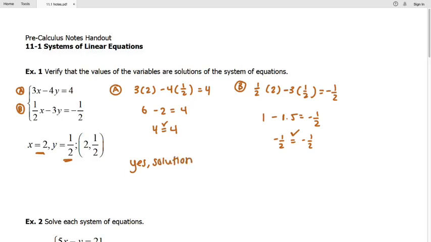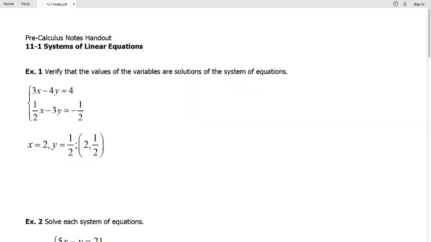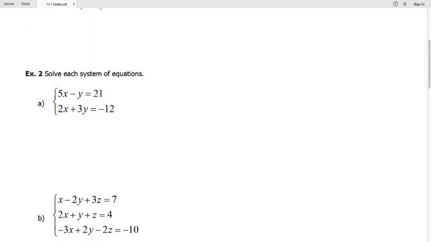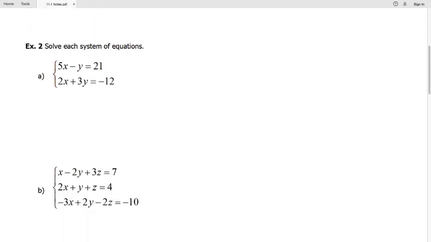Okay. Moving on, next example. This is what we did in Algebra 2. So solving each system of equations, we're going to look at a system with 2 variables, and then we'll look at the system with 3. 3 is a little bit more difficult. This is all working up to matrices, which we'll do in the next video. We're going to be solving systems with matrices for the rest of this chapter.